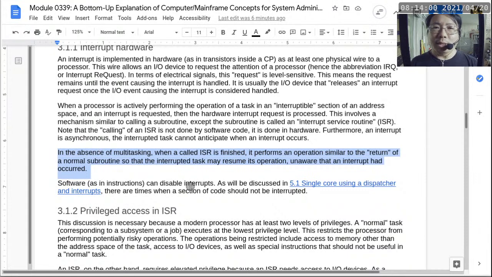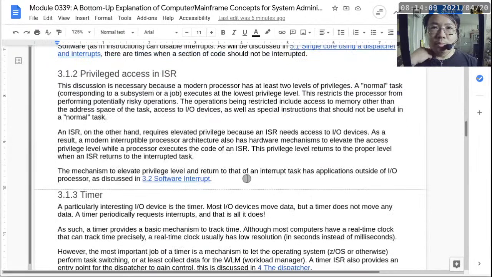So that's kind of complex, and we'll talk about this more when we talk about the dispatcher, which is in section 5. Section 3.1.2 talks about privileged access in an ISR. So the background of privileged access has to do with most processors these days supporting protected operations.